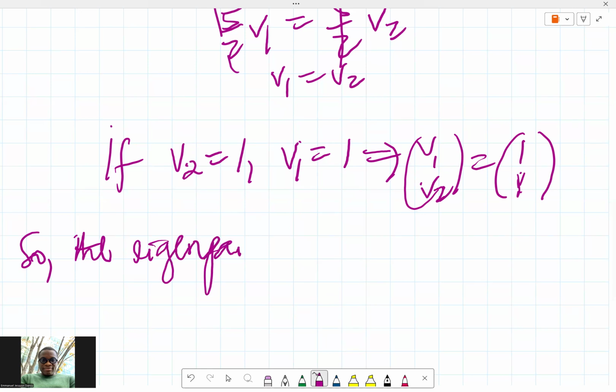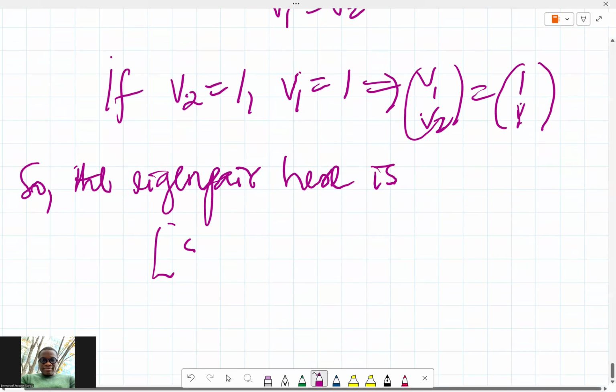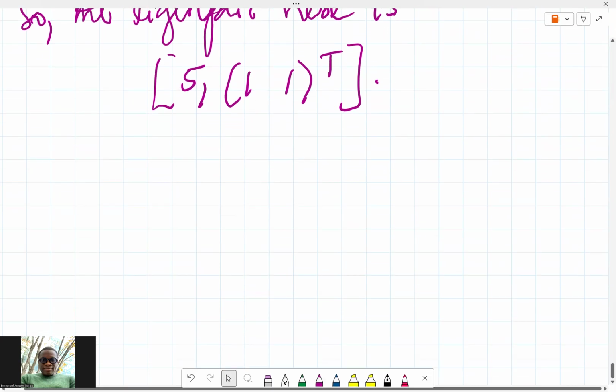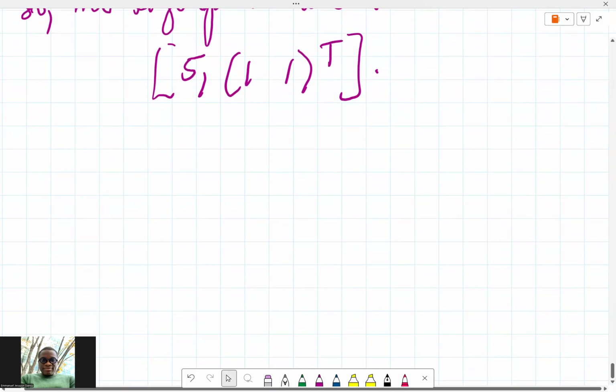So the eigenpair here is eigenvalue 5, then eigenvector 1, 1 transpose. So that's what we have. We can now go to step 4, which is ordering. So we order the eigenvalues. Because we have a 2 by 2 matrix here, it's easy to just have what we have now.